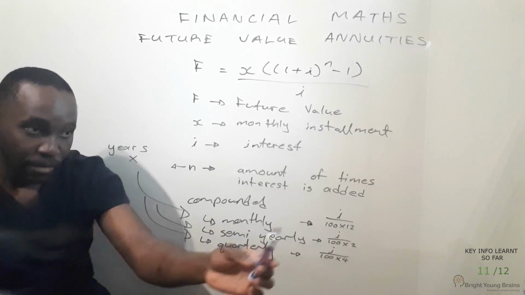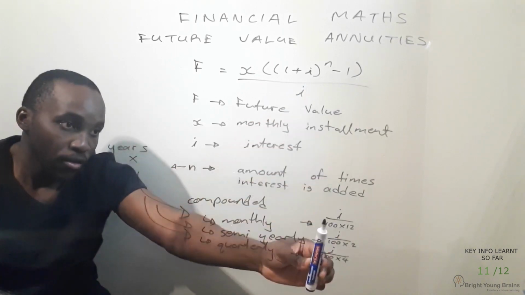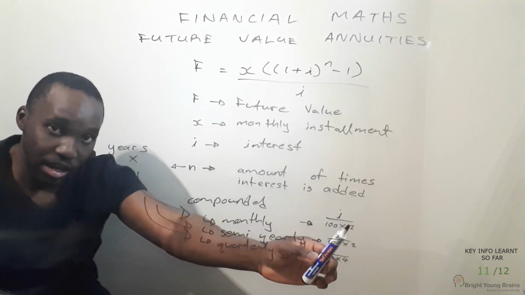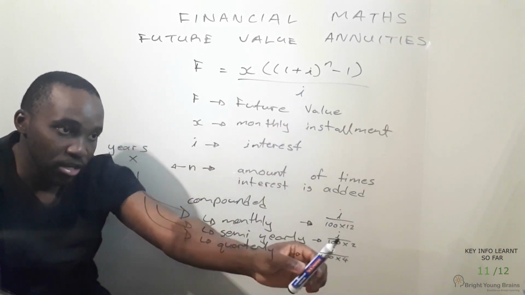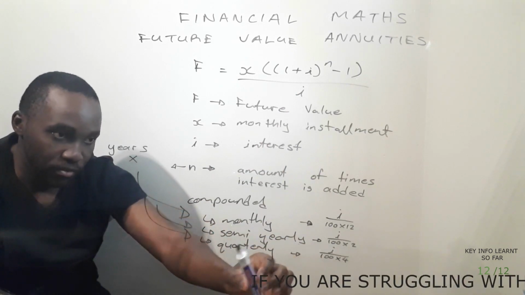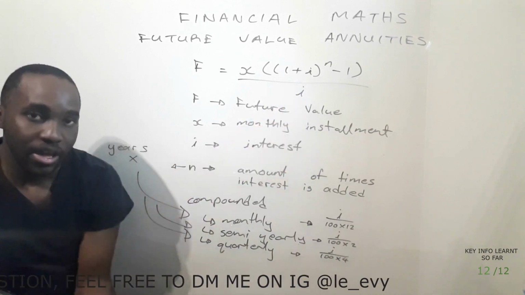Depending on what these are, where you see I in your formula, these two slots here, you will need to say your value for interest that you're given over 100 times 12. That's what you put over there where I is. If it's semi-yearly, where I is, you need to put I over 100 times 2. And if it's quarterly, you need to say I over 100 times 4 there in the slot where I is.